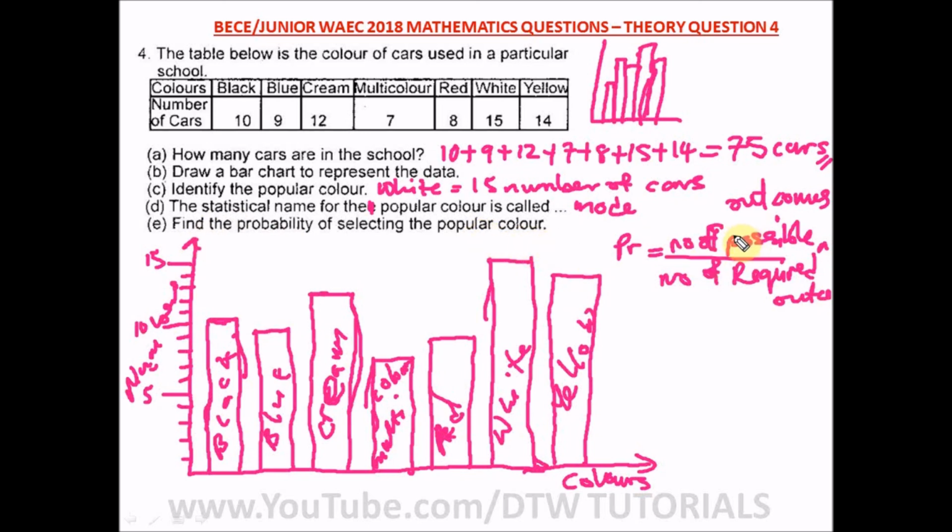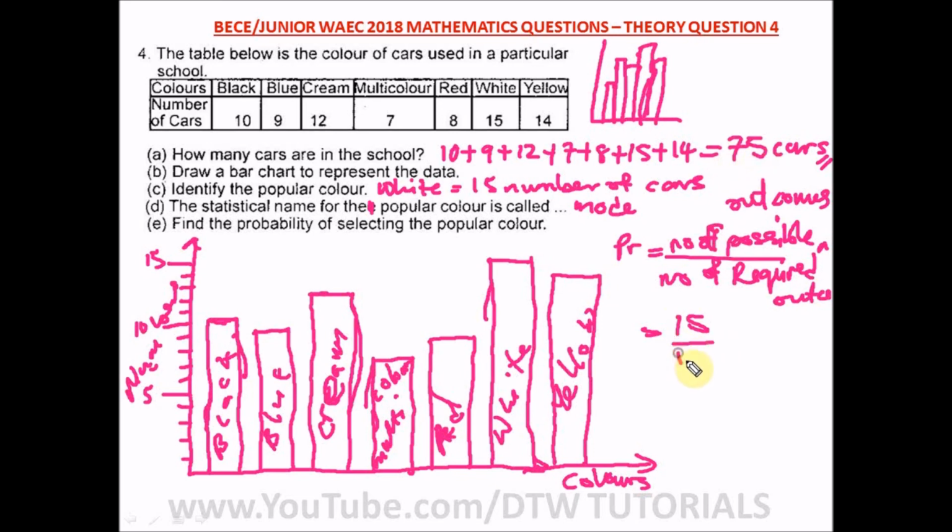What is the number of possible outcomes of selecting the popular color? It is 15, since we have 15 cars for your popular color. All right, so we have 15, and what is the number of required outcomes? Definitely the number of required outcomes is the total number of cars. That is what is required from you to select any popular color from it. And that is 75.